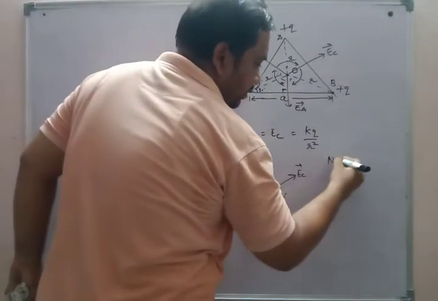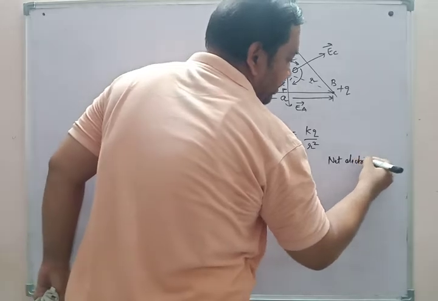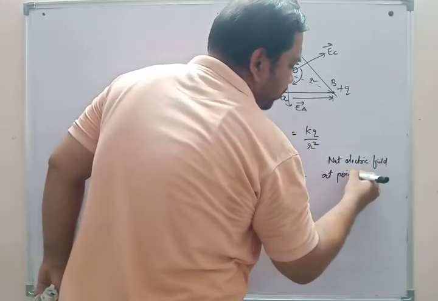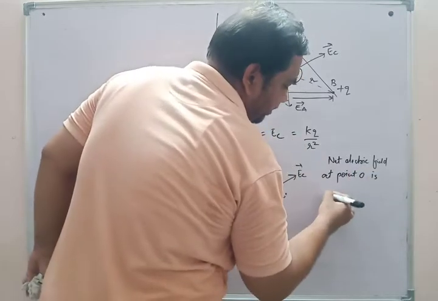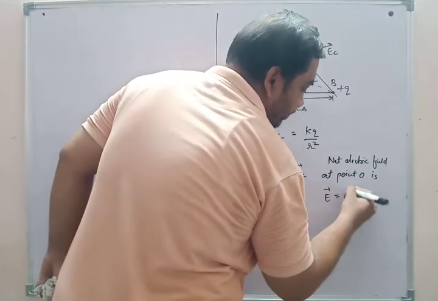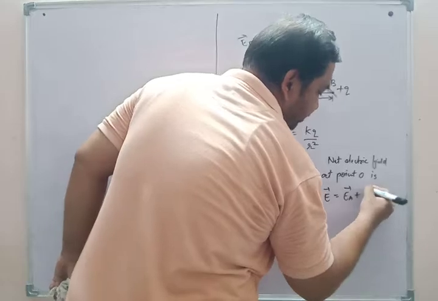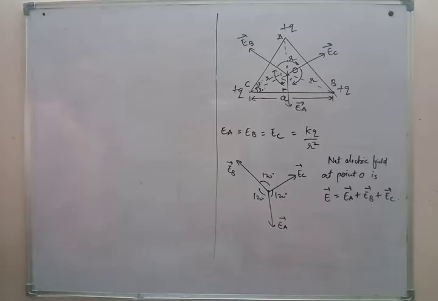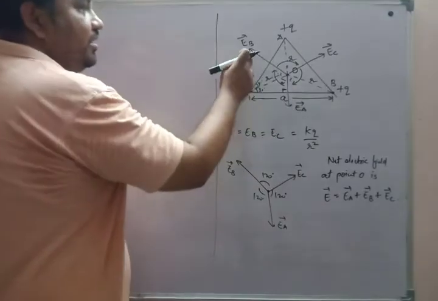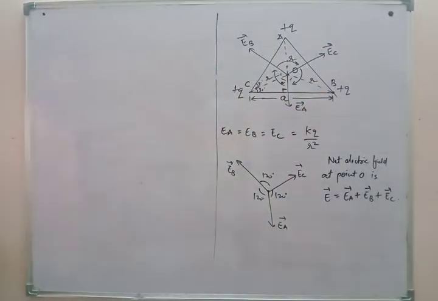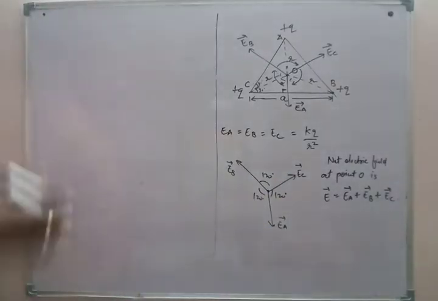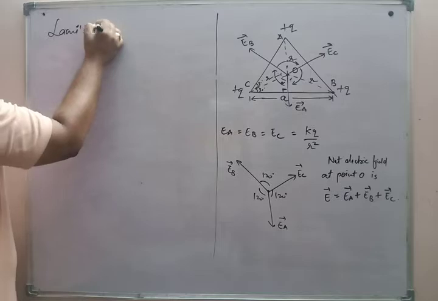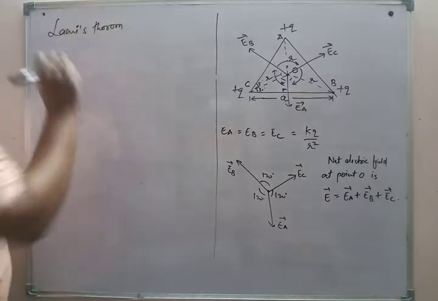So the net electric field at this point O is nothing else but the vector sum EA plus EB plus EC. It is a vector sum of three vectors EA, EB and EC. We can easily understand that. So now for that I will use Lami's theorem.